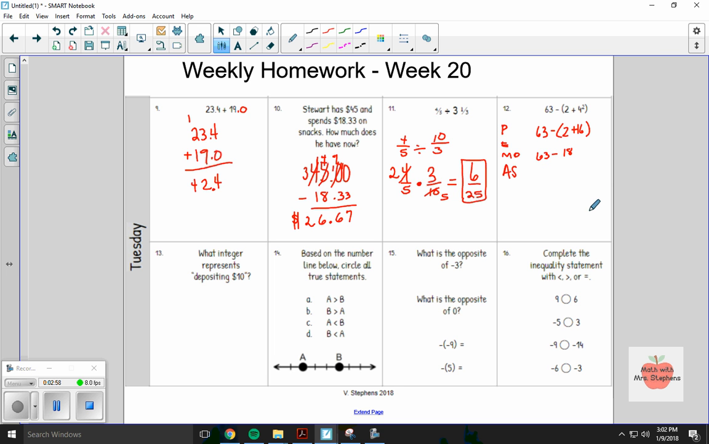And then 63 minus 18, if you work it out, borrow. 45 is your final answer.